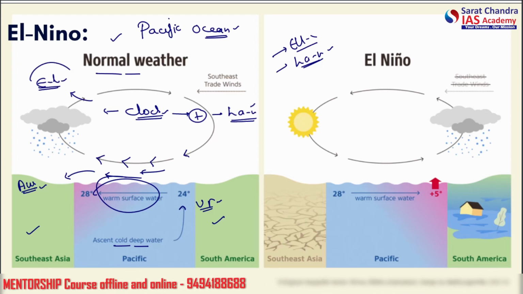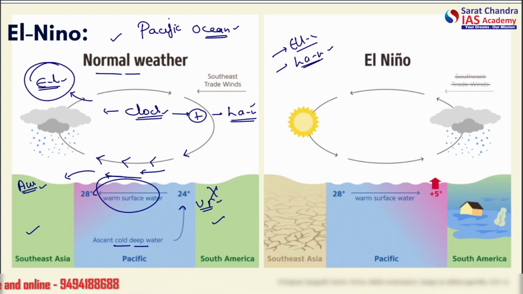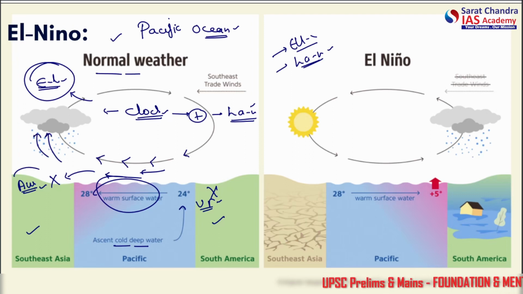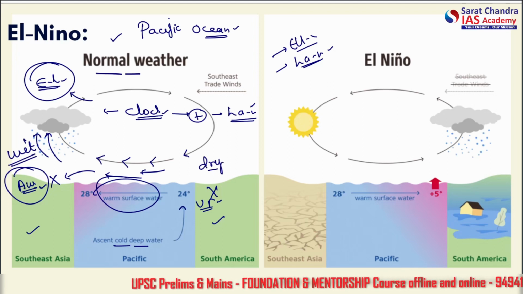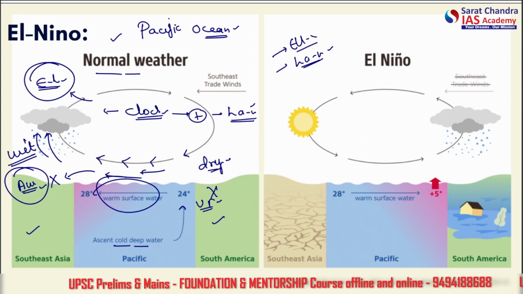Okay, so we have seen normal weather. So what we can expect in El Nino is that this upwelling will not happen, first of all, and this warm water will not reach here. All right. So in normal weather, when the warm water reaches here, a low pressure zone is formed here, and the moisture goes upwards and it rains here. Okay, so this is wet, and this is also not specifically dry.